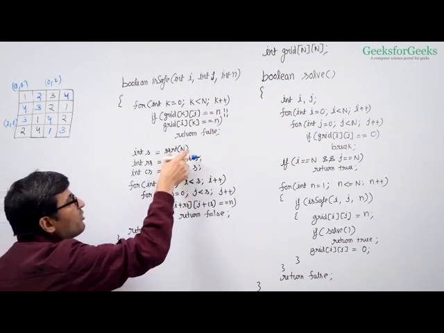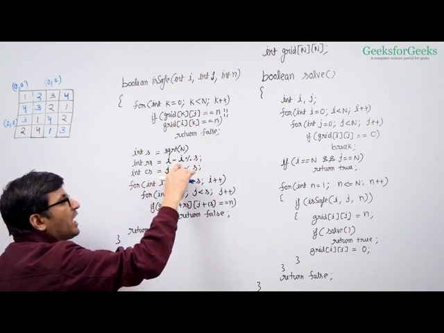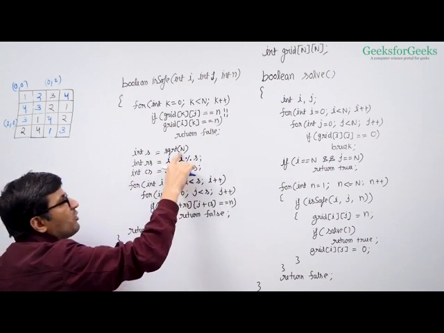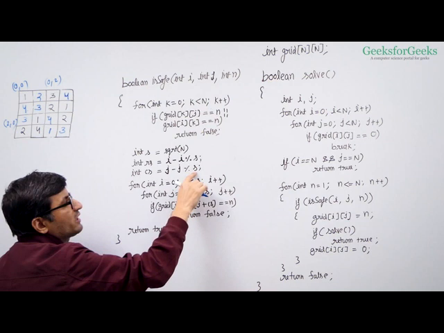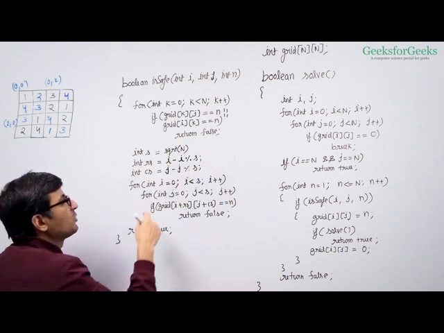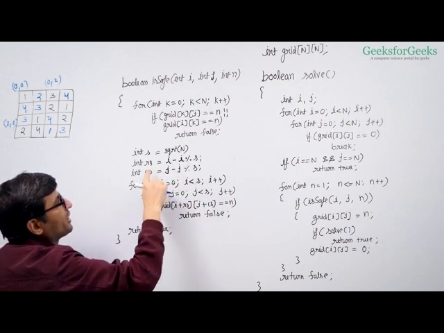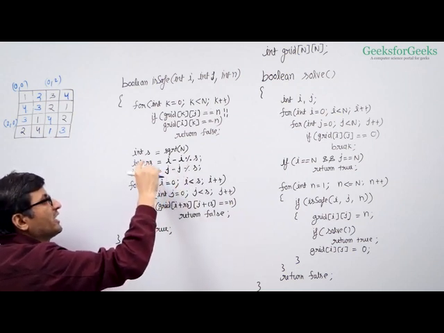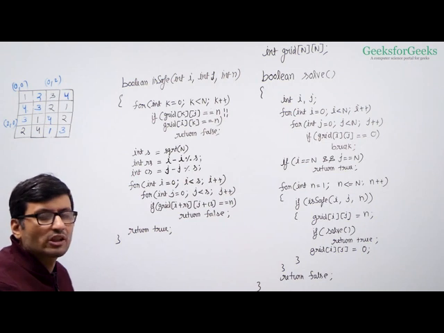We find the square root of n, and we do i modulo s, where s is the square root of n, and j modulo s. s is again the square root of n. i and j are row and column indexes which are given to us. So by doing this computation, we find the starting indexes of the subgrid of this particular cell.